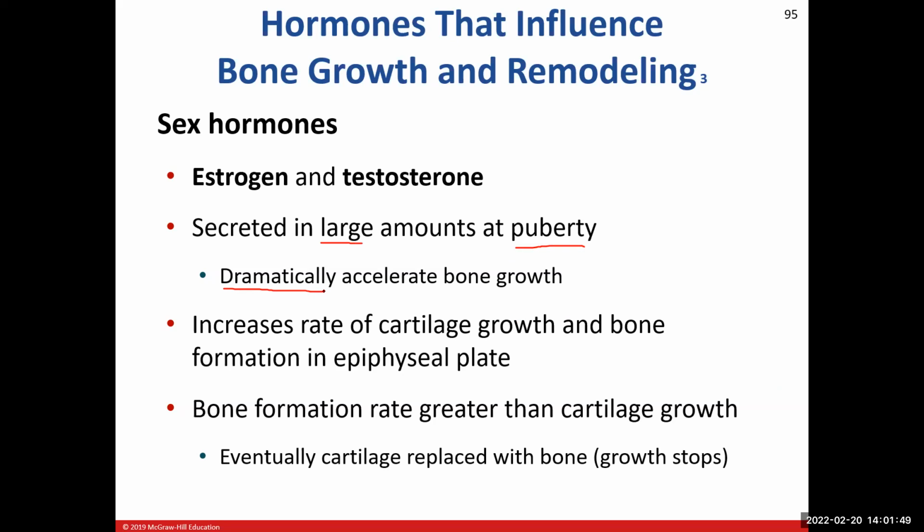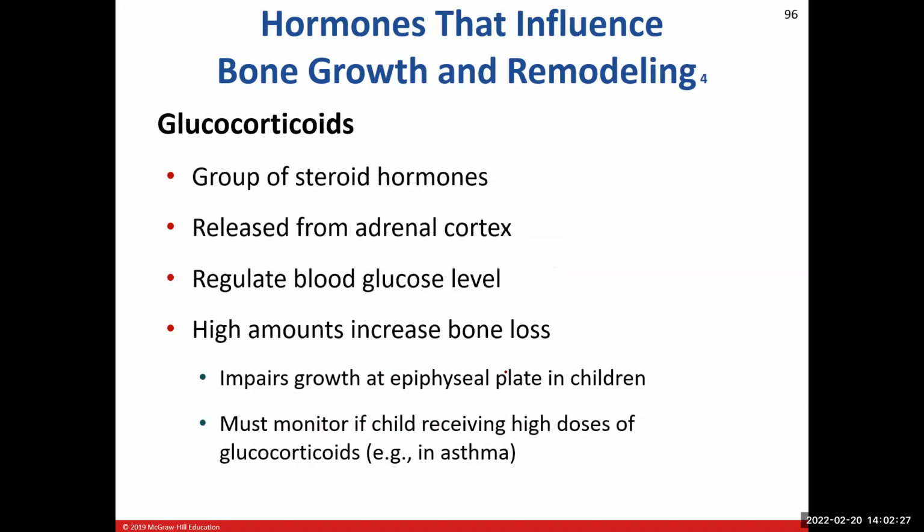So both of these hormones are going to stimulate an increase in cartilage growth, and it starts that process. Like I said, more chondrocyte division, more hypertrophy, then more calcification and more ossification. All of that is going to help the epiphyseal plate grow and the diaphysis grow longer and push those epiphyses away from one another. So that is for the sex hormones.